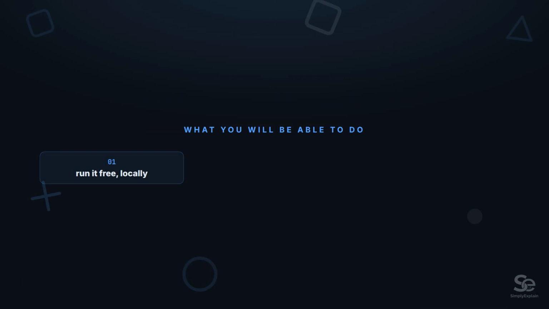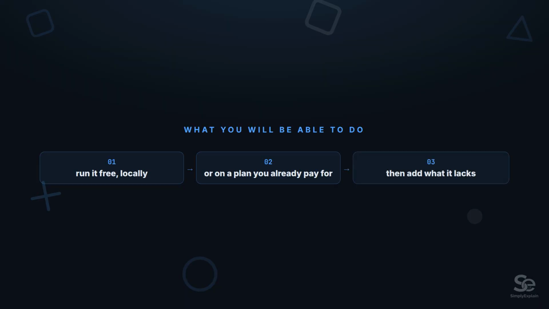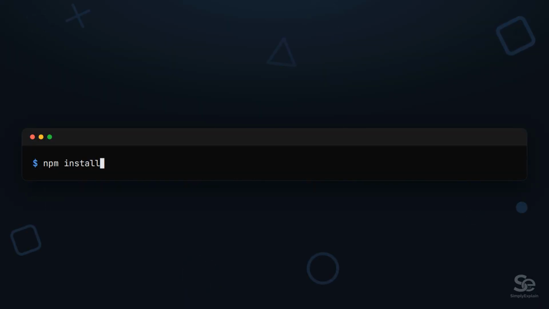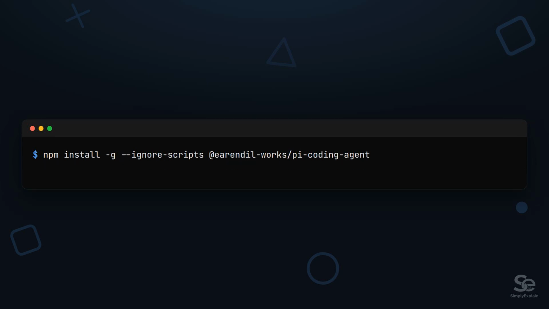By the end, you will be able to run it on a model on your own machine for nothing, or on a subscription you already pay for, and add the command it does not ship with. Installing it is one command. The documented one skips dependency install scripts on purpose. Then you change into a project and type PI.